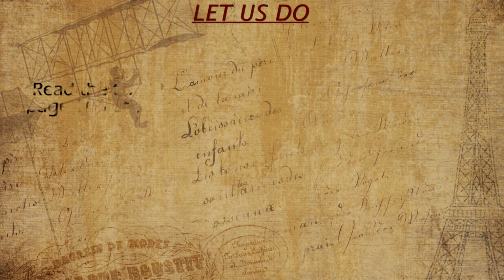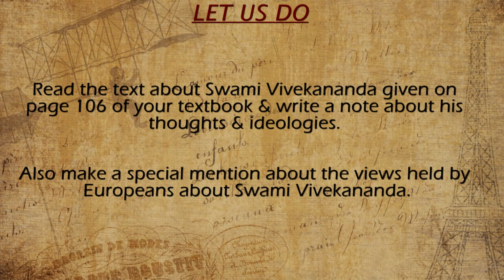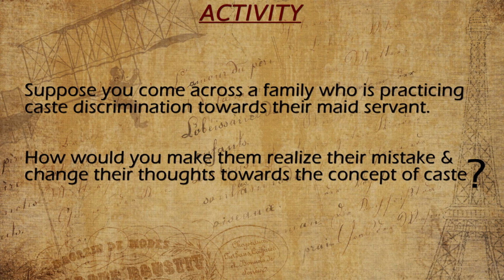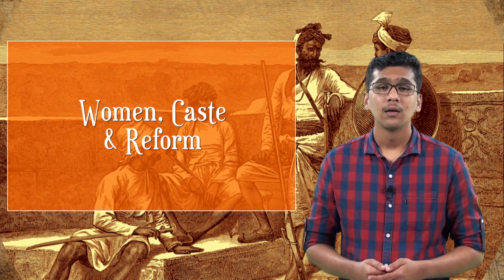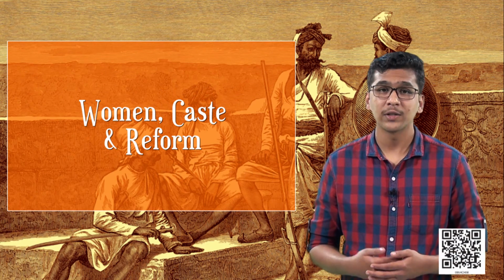Let us do. Read the text about Swami Vivekananda given on page 106 of your textbook and write a note about his thoughts and ideologies. Also make a special mention about the views held by Europeans about Swami Vivekananda and submit it to your teacher. Activity. Suppose you come across a family who is practicing caste discrimination towards their maid servant. How would you make them realize their mistake and change their thoughts towards the concept of caste? Discuss with your friends.